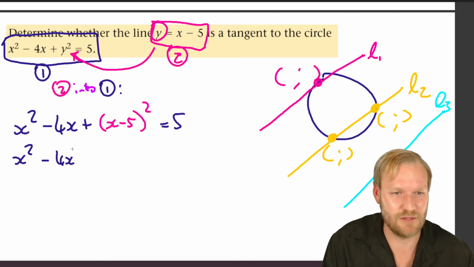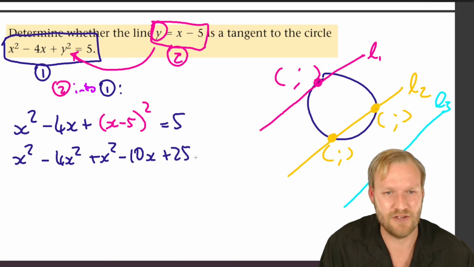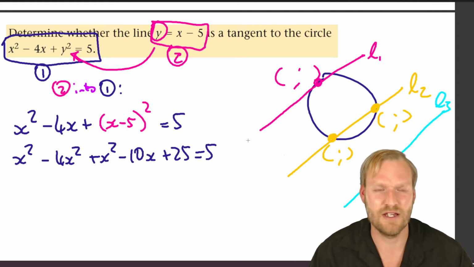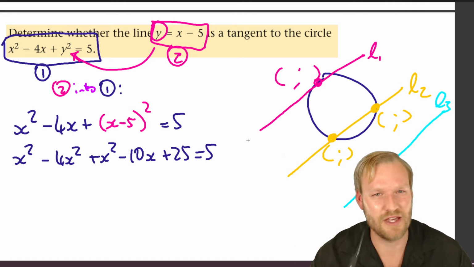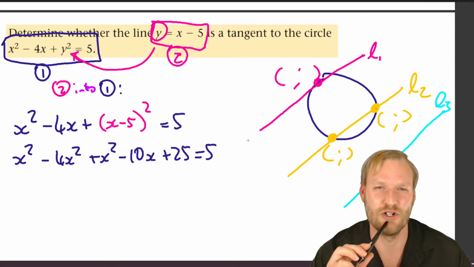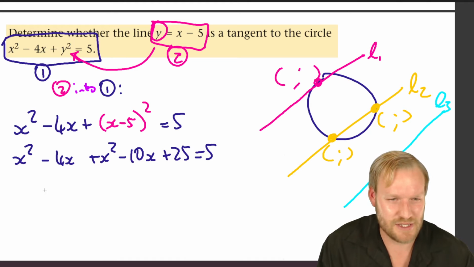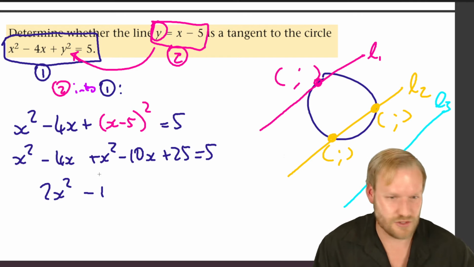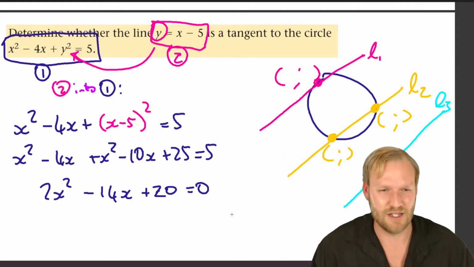So go for it. x squared minus 4x plus x squared minus 10x plus 25 equals 5. Keep solving that. And the key question is, how many solutions do you get? And therefore, is it a tangent or not? Okay, so I'm going to do it here. x squared plus x squared is 2x squared, minus 4x minus 10x is minus 14x, plus 25. I'm going to subtract that 5, which means we've got plus 20 equals 0.